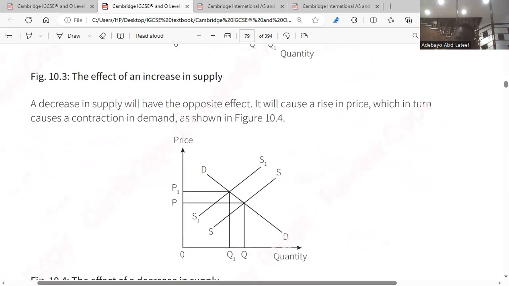Do we get it or not? Yes. A decrease in supply will have opposite effects. It will cause a rise in price. A rise in price will in turn lead to contraction in demand, because at that point in time, consumers will not be willing to buy. But you have to note that when price increases, demand will fall. But price is not just increasing. Price is increasing because there's a decrease in supply. And the only time that firms will be willing to supply more is when the price is rising. That gives them the incentive to produce more. That is the point there.